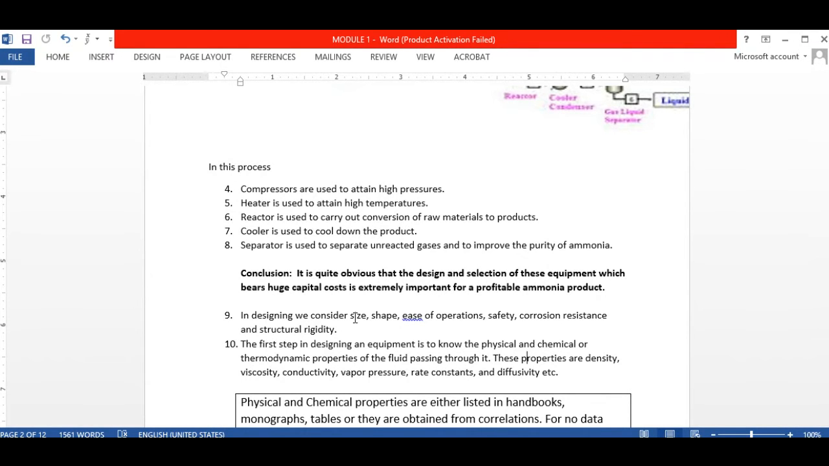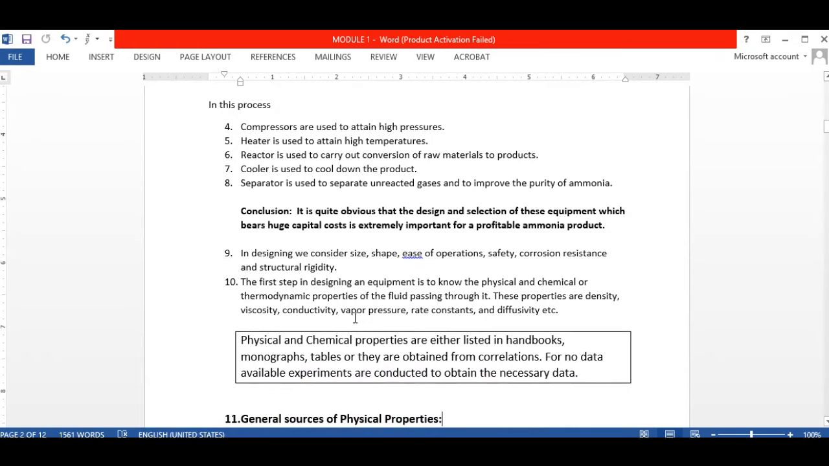So how do we design the equipment? The first step in designing equipment is to know the physical, chemical and thermodynamic properties of the fluid passing through it. As you see, the fluids are ammonia, hydrogen, nitrogen. They are different fluids with different properties, different densities, different thermal conductivities. That is why processing equipment differs in size and shape, because of the properties of the fluid.